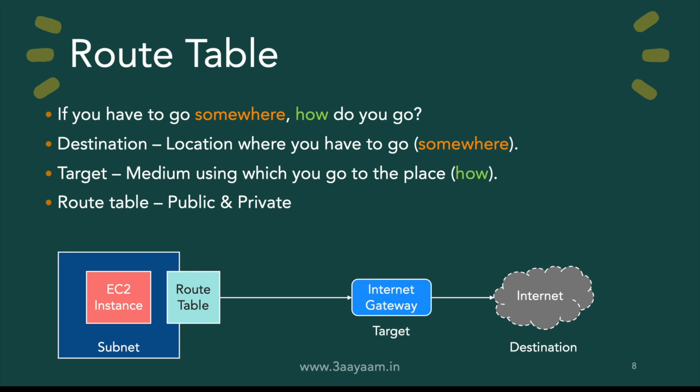And a route table can also be public or private. A public route table is one wherein the route table has a path to the internet gateway, so that any EC2 instance inside of that subnet can connect to the internet. But a private route table does not have any path to the internet gateway, which means if we assign a private route table to a subnet, none of the EC2 instances inside of that subnet would be able to connect to the internet. So that's why if we connect a public route table to a subnet, that subnet becomes a public subnet. And if we associate a private route table to a subnet, that subnet becomes a private subnet.